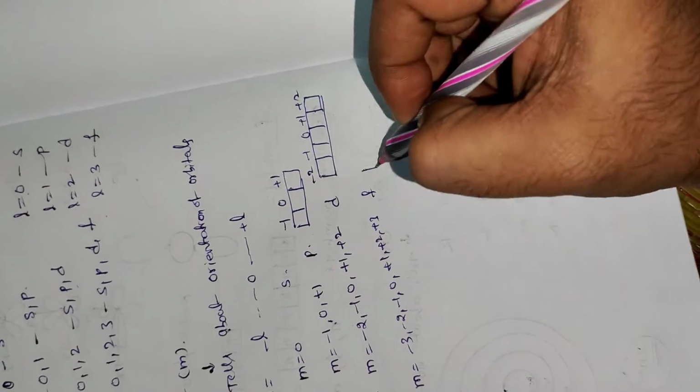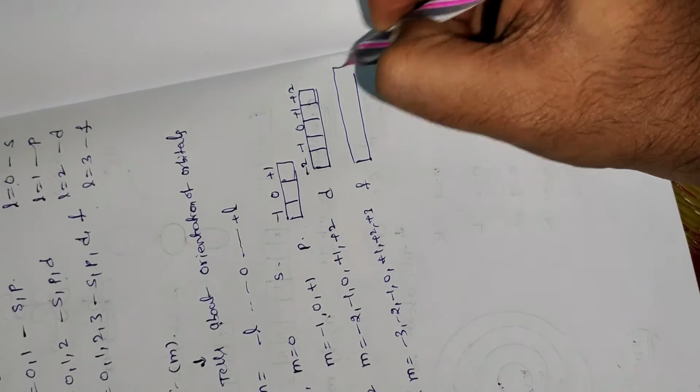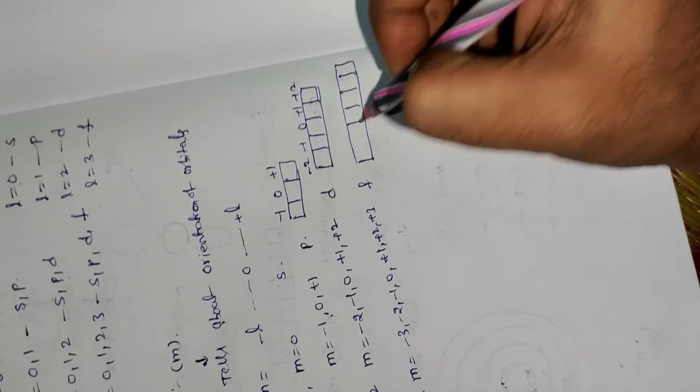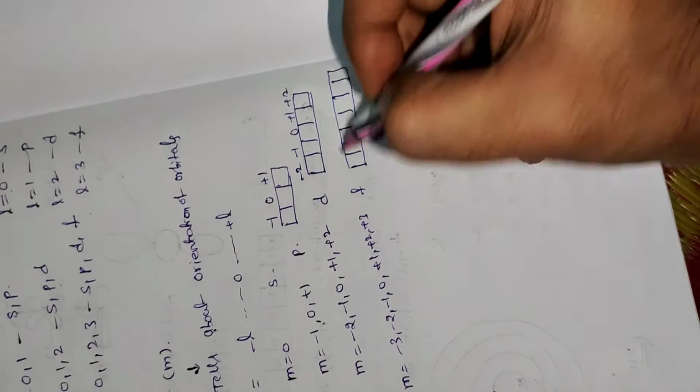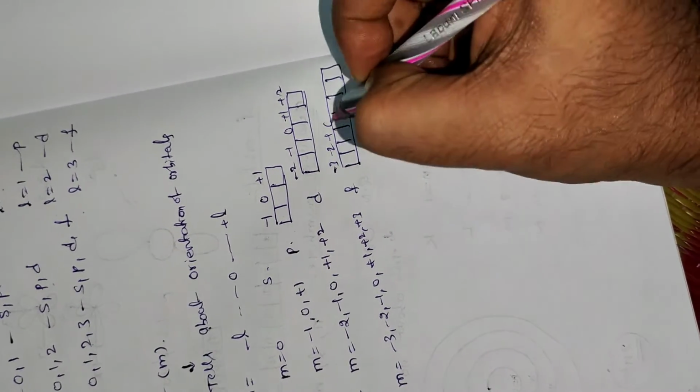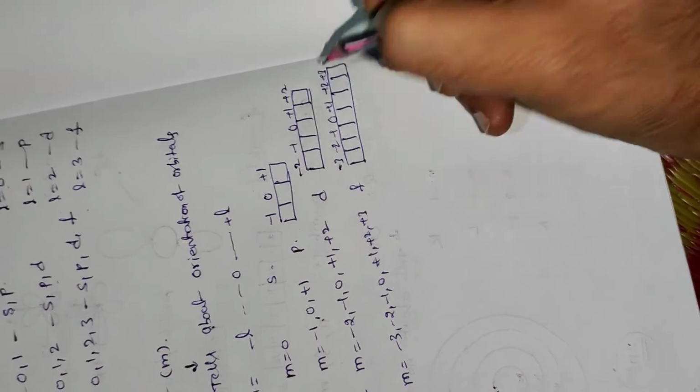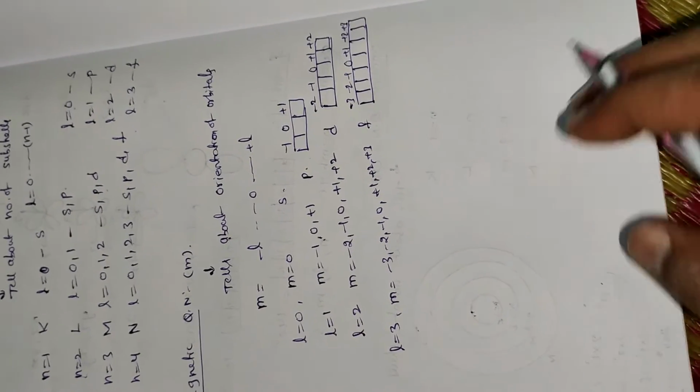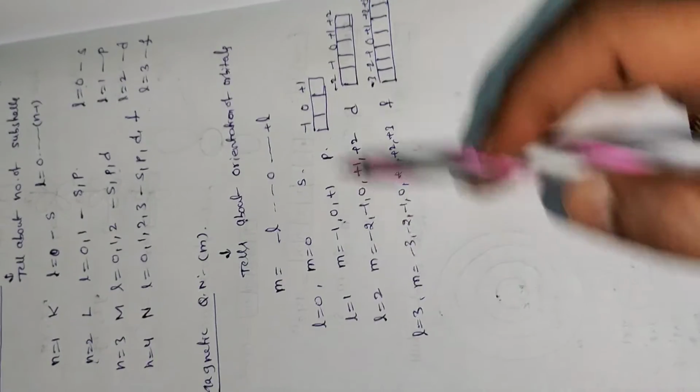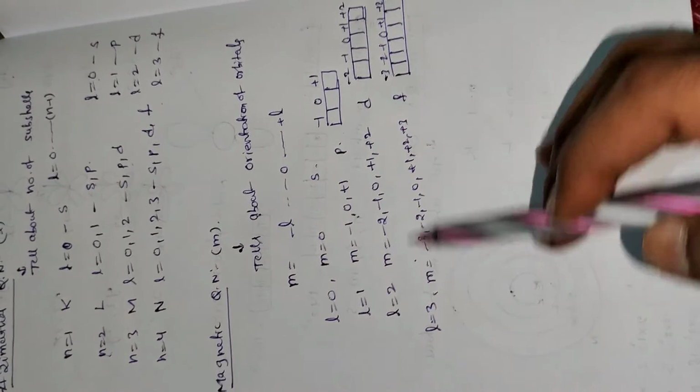F is the orbital having how many? 7. 1, 2, 3, 4, 5, 6, 7 means minus 3, minus 2, minus 1, 0, plus 1, plus 2, plus 3. Magnetic quantum number tells about the orientation of orbital. L is equal to 0 means S orbital, 1 means P orbital, 2 means D orbital, 3 means F orbital.